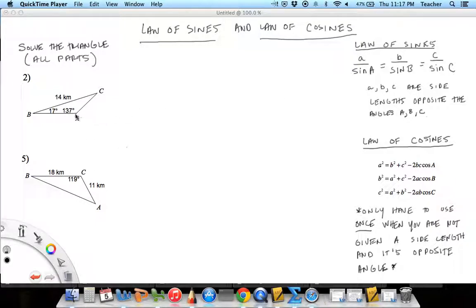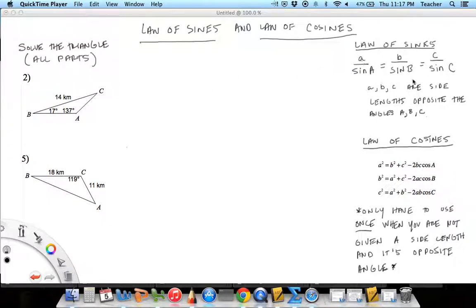In this case, we have angle A and side A. Notice how we have two equal signs in this formula. It's saying that we can compare whether we're given side A, B, or C. It doesn't really matter. We can compare any two. So I could compare A over sine A equaling C over sine C. It really doesn't matter which order you use.